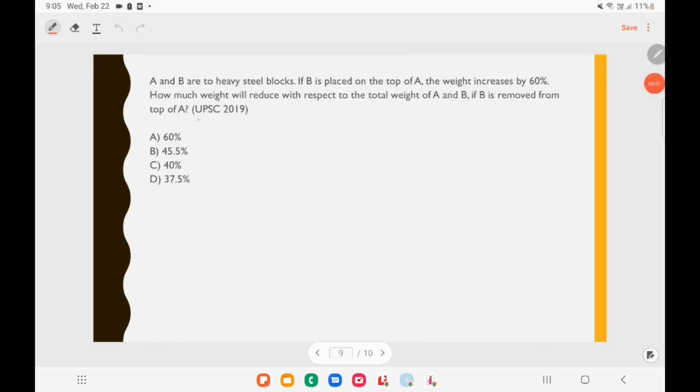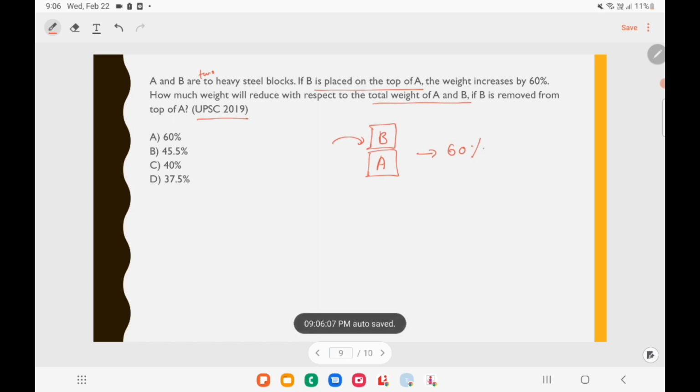So now let us solve a question from UPSC 2019. A and B are two heavy steel blocks. If B is placed on top of A, the weight increases by 60%. So there are two steel blocks A and B. First there is a block A, then we are placing B on top of A. Then the weight is increased by 60%. Then how much weight will reduce with respect to the total weight of A and B if B is removed from top of A? So let's see how we can solve this one.